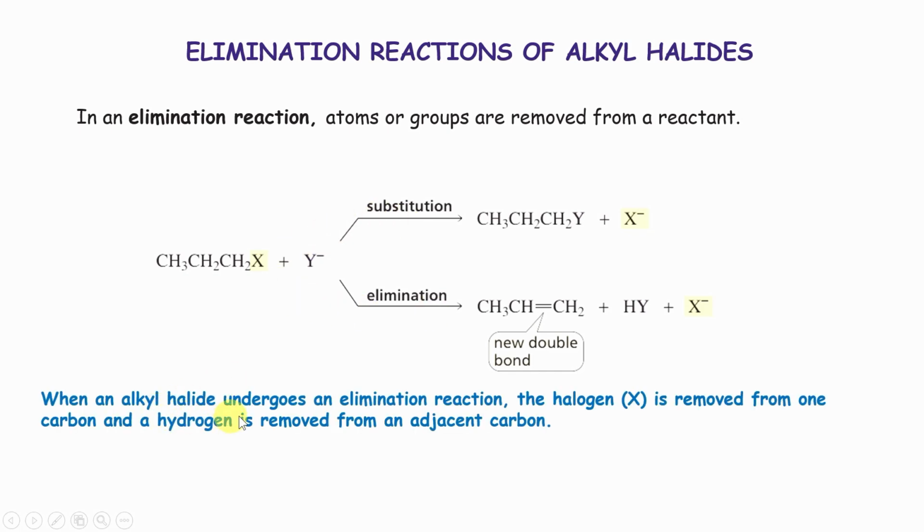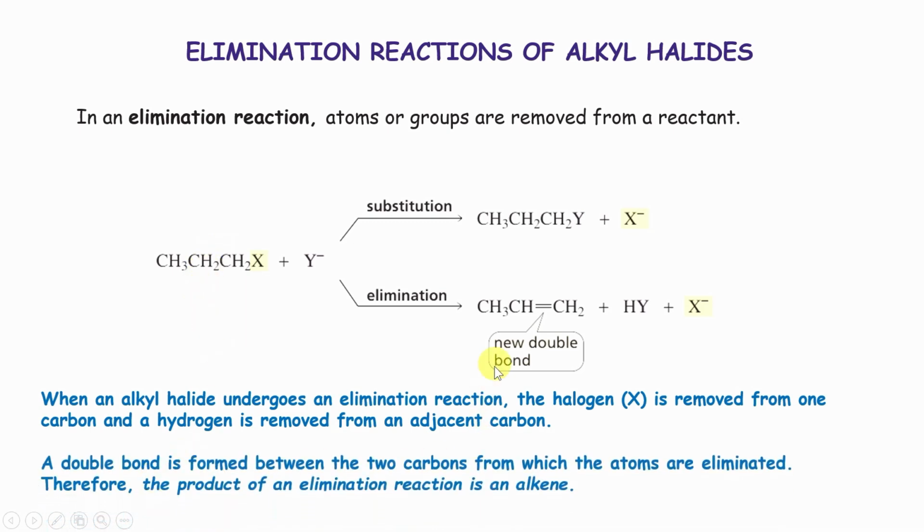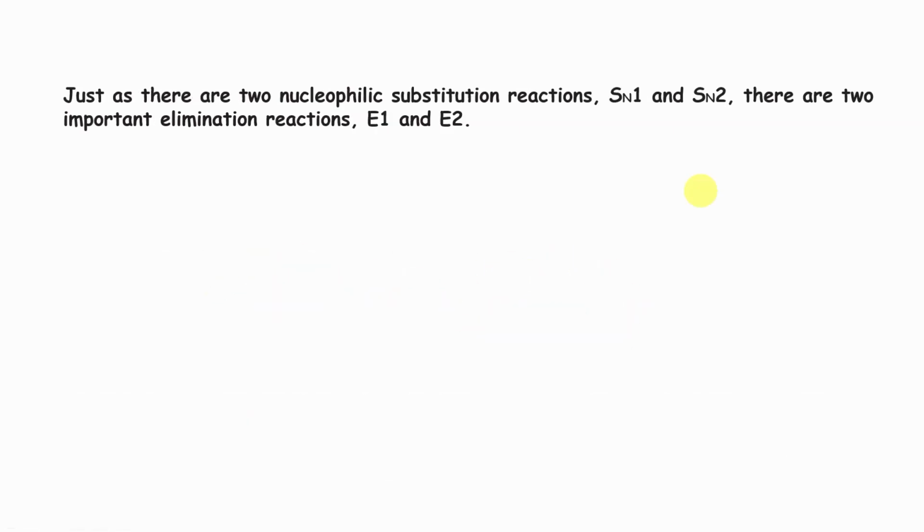When an alkyl halide undergoes an elimination reaction, the halogen is removed from one carbon and a hydrogen is removed from the adjacent carbon to form a double bond between them. These two carbon atoms, from which hydrogen and halogen are eliminated, thereby form an alkene by this elimination reaction. Just as there are two nucleophilic substitution reactions, SN1 and SN2, there are two important elimination reactions also, E1 and E2. First of all, we will discuss the E2 reaction.